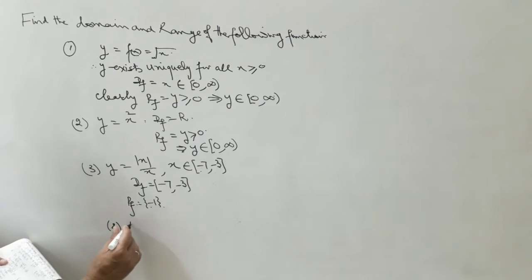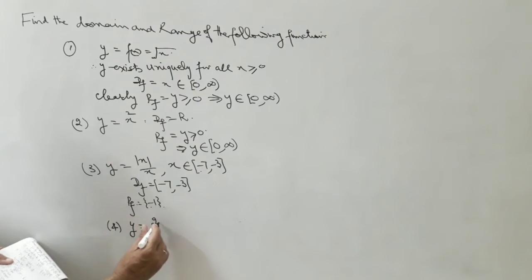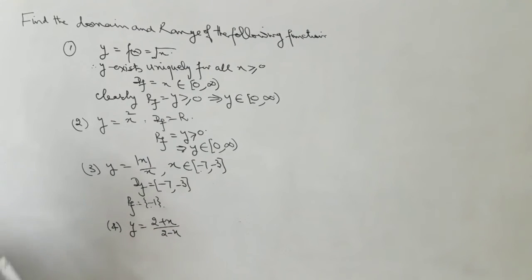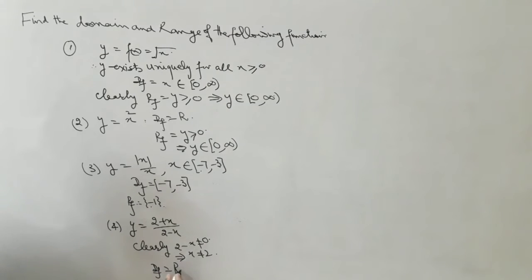see, y is equal to (2 plus x) upon (2 minus x). Clearly, for the existence, 2 minus x is not equal to 0, which implies x is not equal to 2. So the domain of the function is all real except 2, because x cannot be 2, otherwise it will become infinity.